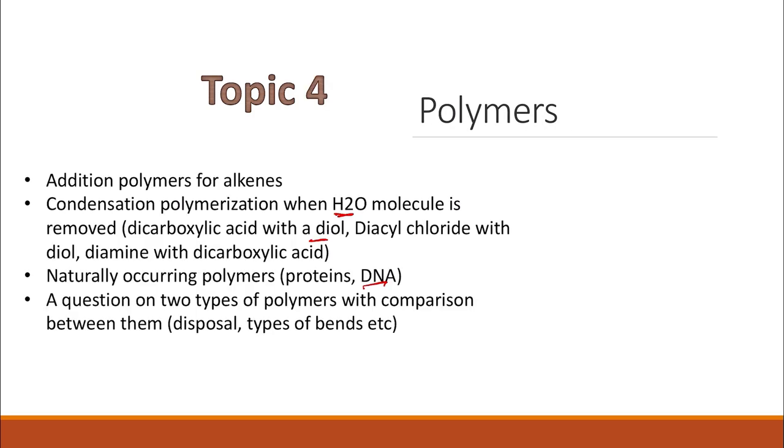Remember the addition polymers: when you have the double bond, whatever you have on the side, just remove the double bond, keep the substituents as they are, and then draw the remainder of the molecule within. And when you have condensation polymerization, it depends on what we are using. If it's an acid chloride or carboxylic acid with a diol, then it's going to be an ester. But if it's an acid chloride or carboxylic acid with an amine, then it's going to be an amide bond. In both of these, a water molecule will be removed.